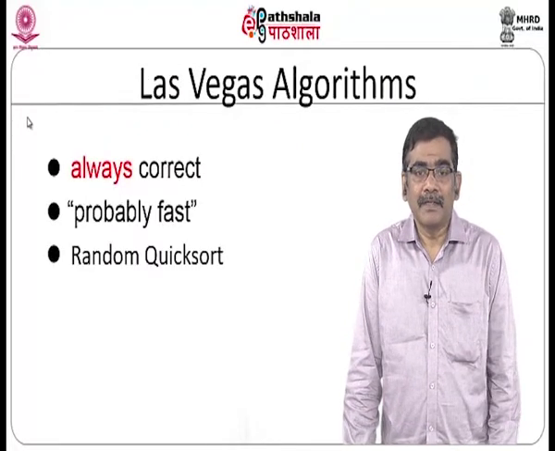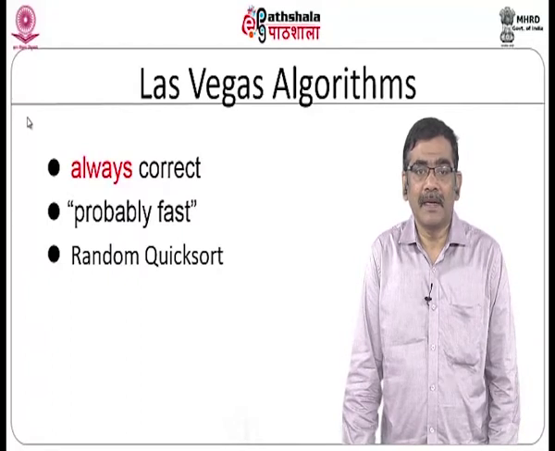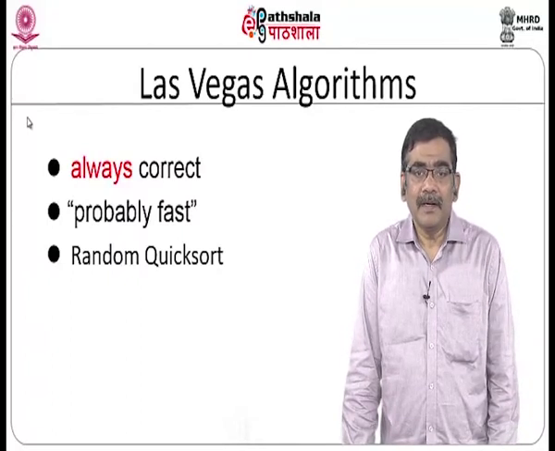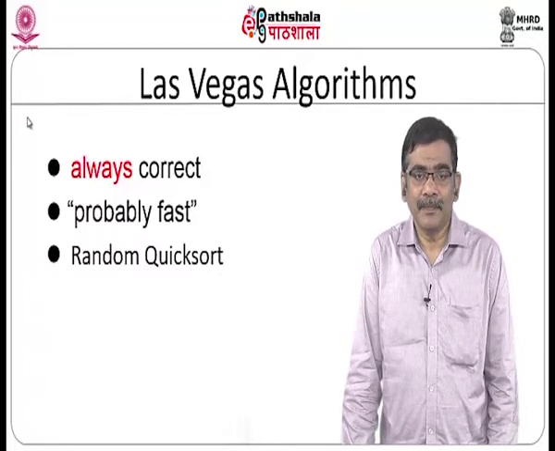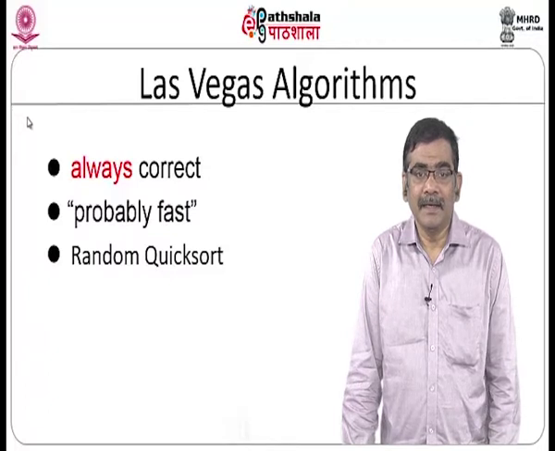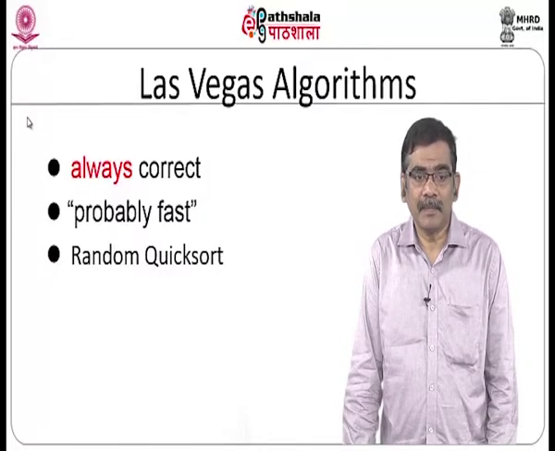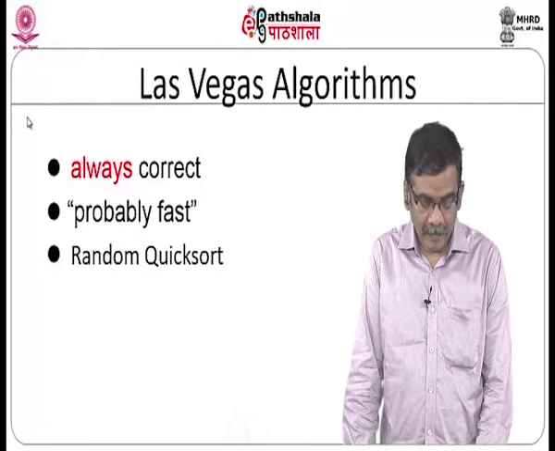What are the characteristics of the Las Vegas algorithm? Las Vegas algorithms always give correct answers. That means we can guarantee the answers to be right always in spite of the randomness. These algorithms are probably faster, and you have lots of algorithms coming under this category, and one of the most important problems is the random quicksort.